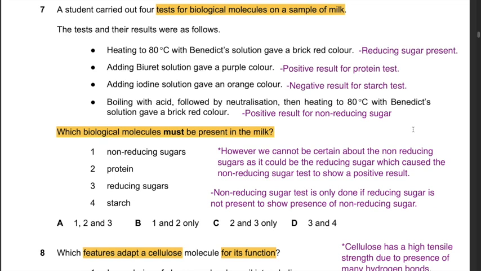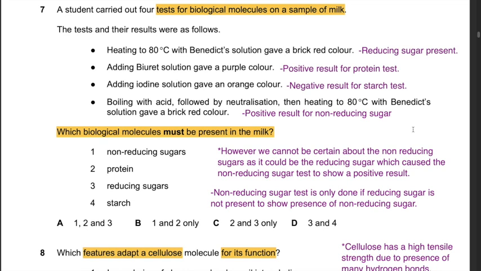Well, the first test, heating to 80 degrees Celsius with Benedict solution, is a test for reducing sugar, and if it gives a brick red color, that is a positive test result indicating that reducing sugar must be present. Therefore, the answer should have reducing sugars. Let's look at the next test. Adding biuret solution gave a purple color. Biuret solution is for protein tests, and if it gives a purple color, that also indicates a positive test result. Positive result for protein test means that proteins are also present in the milk.